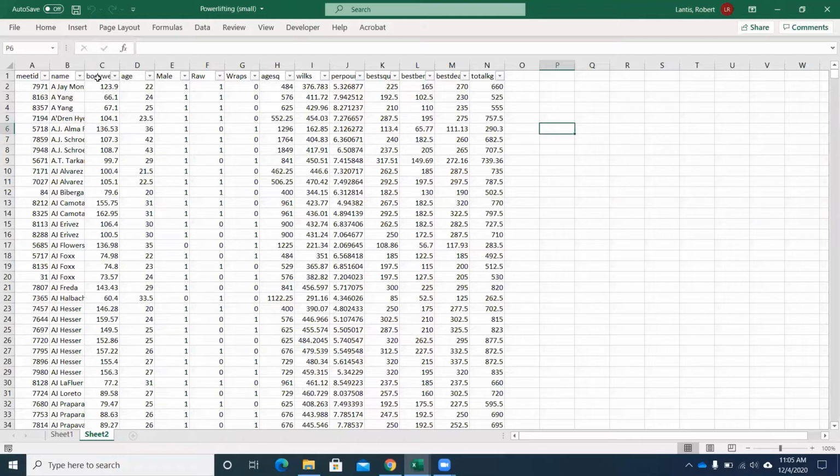So we've got body weight, we've got age, whether or not they're male, raw, reps. So what we could do is start to try to predict this total weight lifted. It's in kilograms, based off of someone's age and these other different X variables that we're thinking about.